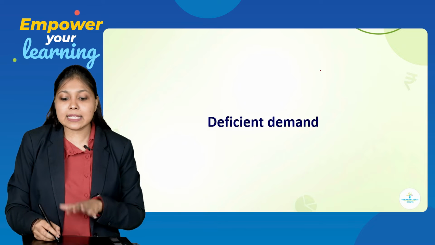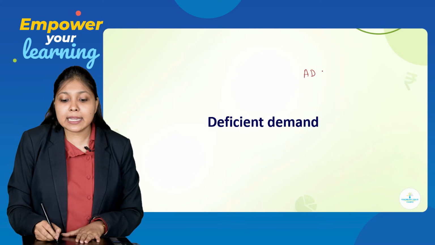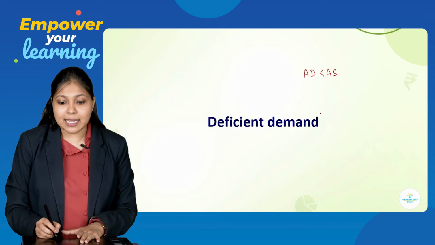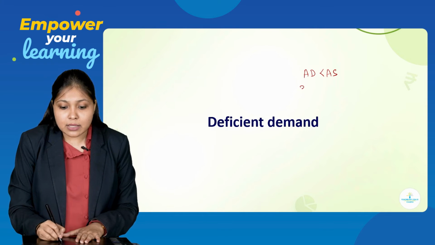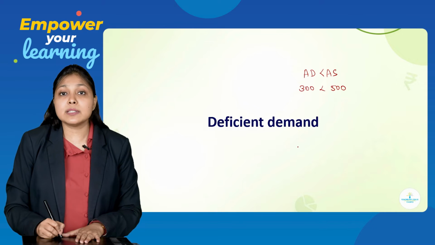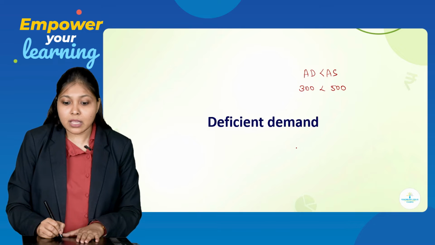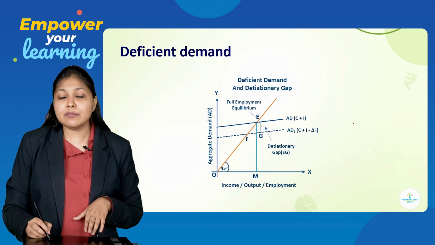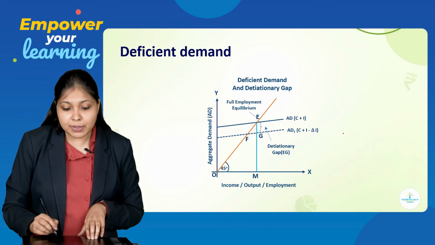So here basically what will happen? Aggregate demand will be less and aggregate supply will be more. That means aggregate demand is just 300 units, but supply of goods and services is 500 units. So AD is less than AS. So again, we will understand it with the help of an example.